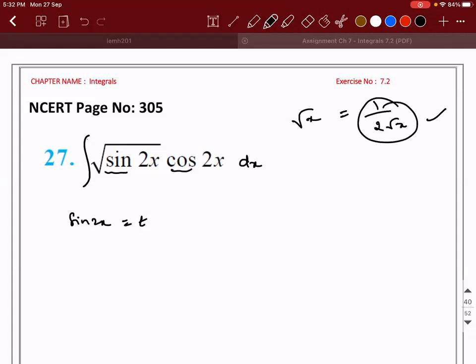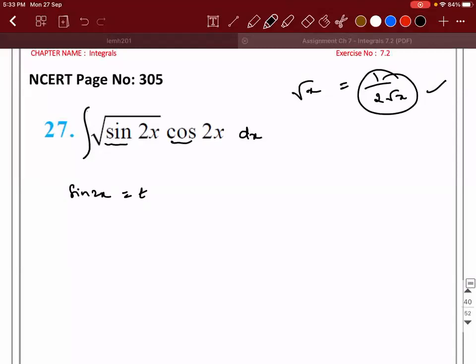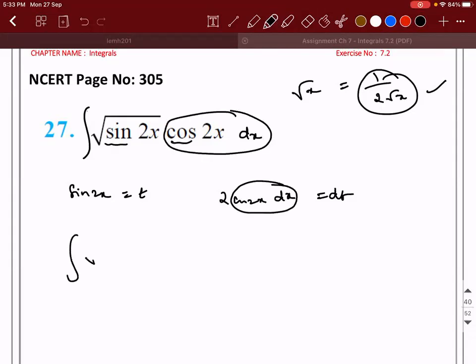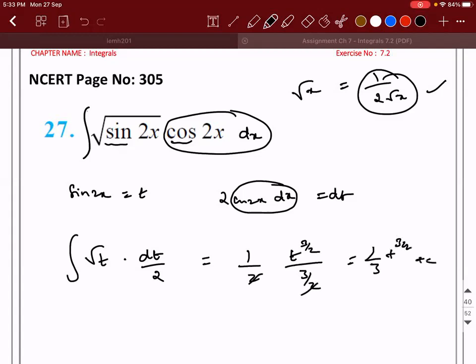Okay, sir. So I will take sine 2x as t, then 2 cos 2x dx will be equal to dt. So cos 2x dx will be dt now. So integral of, can I write it as root t into dt by 2? So 1 by 2 into t power 3 by 2 divided by 3 by 2. This and this will get cancelled. 1 by 3 times t power 3 by 2 plus c. So 1 by 3 into t is how much term? Sine 2x the whole power 3 by 2 plus c.